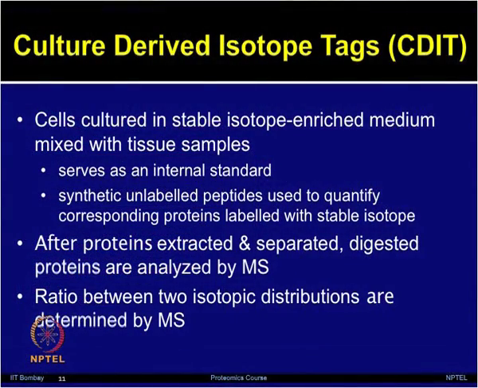Now, let us discuss culture derived isotope tags or CDIT. In this method, the cells which are cultured in the stable isotope enriched medium are mixed with the tissue samples, which serve as an internal standard. The synthetic unlabeled peptides can be used for the quantification of corresponding proteins which are labeled with stable isotopes.